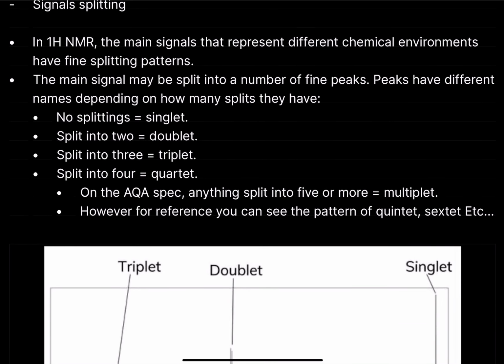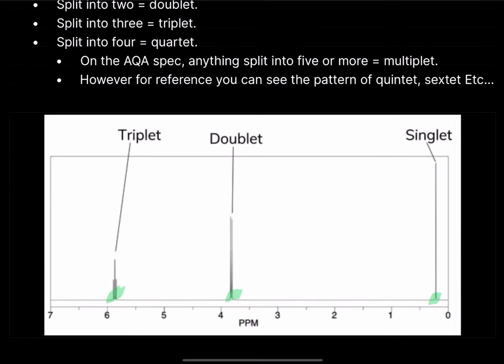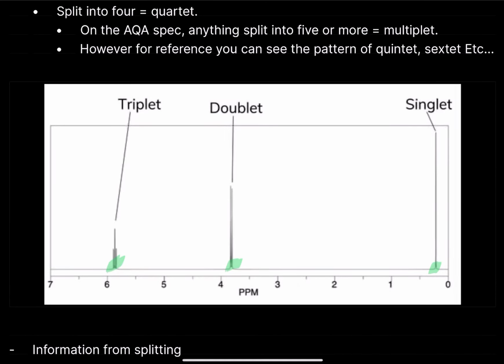In hydrogen 1 NMR, the main signals that represent different chemical environments have fine splitting patterns. What I mean by fine splitting patterns is this here. This would be a triplet. AQA love doing this; they don't like making it clear, but this is a doublet and this is a singlet here, and they represent a specific thing.